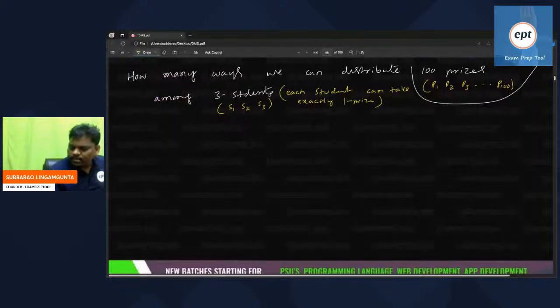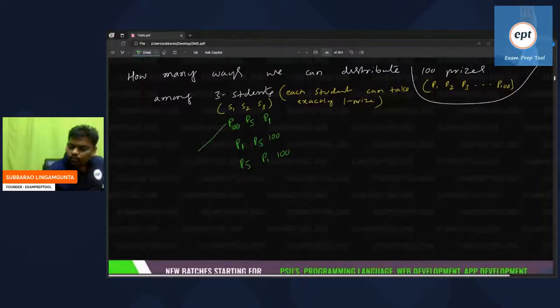So, if you see the answer, student S1 can take any prize. Let the student S1 take prize P100, S2 take prize maybe P5, S3 take prize maybe P1. We can distribute. One more thing is remember, P1, P5, P100 also. One more thing is P5, P1, P100 also.